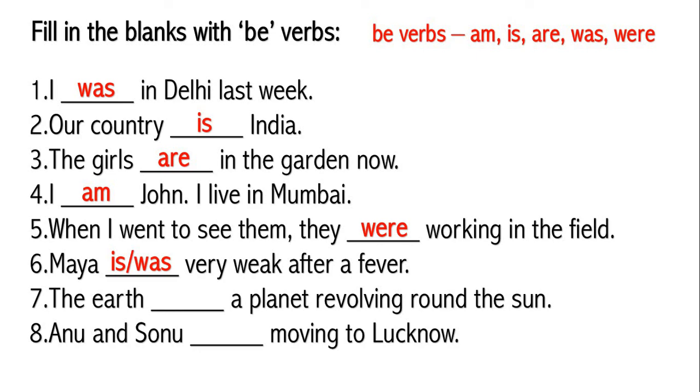Next one. The earth is a planet revolving round the sun. You can't use was here because the earth is a planet revolving round the sun is a universal truth. Next one. Anu and Sonu are moving to Lucknow. I hope you all have written it correctly.